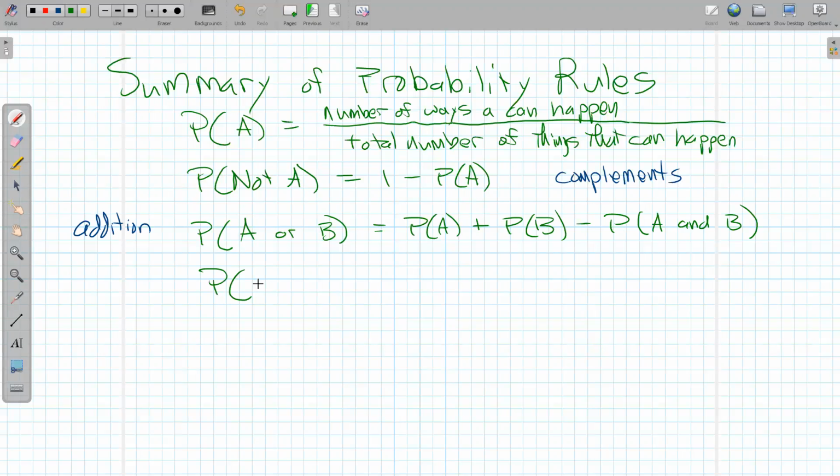The probability that A happens if B happens is the probability of A and B divided by the probability of B, right, that new knowledge. This is a conditional probability.